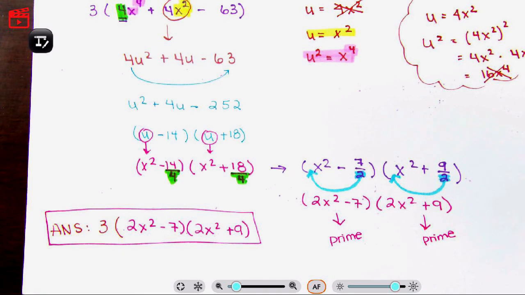Look out for numbers that should be an alarm in your head, like 1, 4, 9, oh, I don't know what else, 8, because 8 is 2 cubed, things like that.